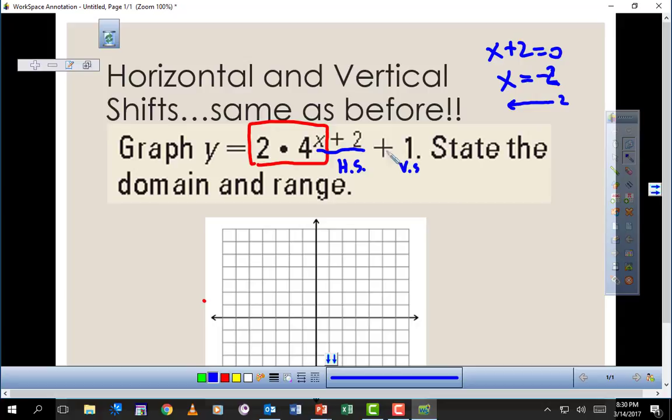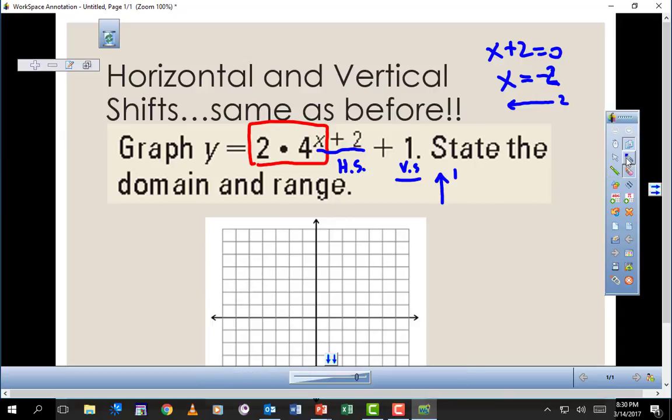And then the vertical shift is pretty easy. It's exactly what's written here. So this one means go up 1 unit. So when you combine the two, you have a shift in the horizontal direction and a shift in the vertical direction.